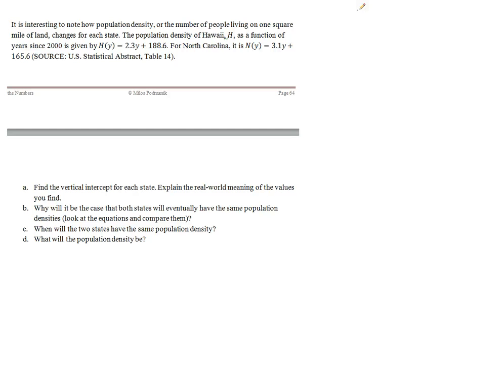So here we're talking about two populations, population densities, which are the number of people living on 1 square mile of land. It changes for each state and it changes each year. So we're looking at both these two populations, North Carolina and Hawaii, and we're studying what happens to their values. So first of all, we see that Hawaii starts at 188.6.